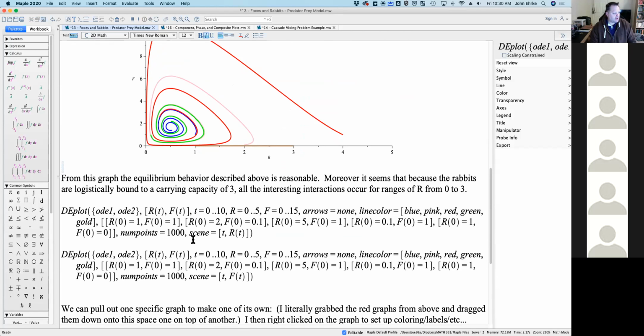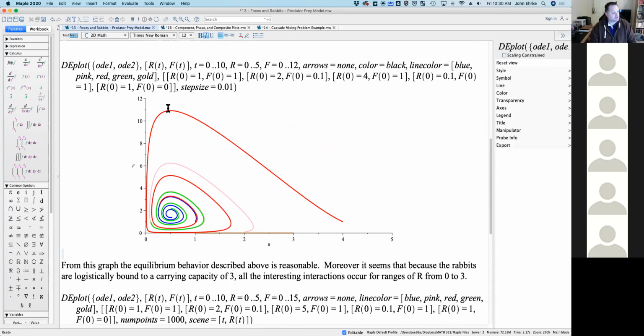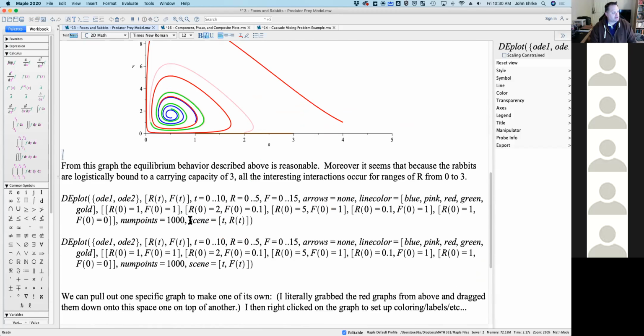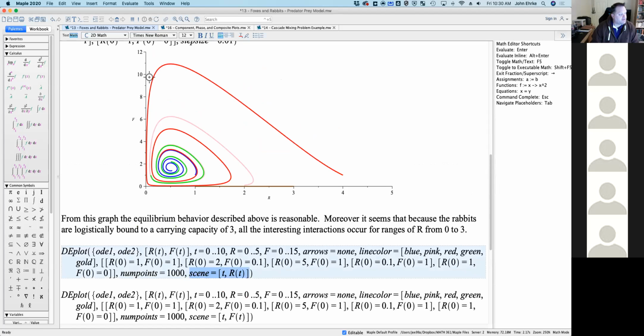What I want to do now is teach you a new optional command. So here's the phase plot for our system. This new optional command is the scene command. This is a very important command when working with systems, because sometimes instead of seeing the phase plot like I have here, I might just want the component plot. So say I just want to look at what the rabbit population is doing and not look at what the rabbit and fox population are doing simultaneously. The only change I've made to the above input is the scene command.